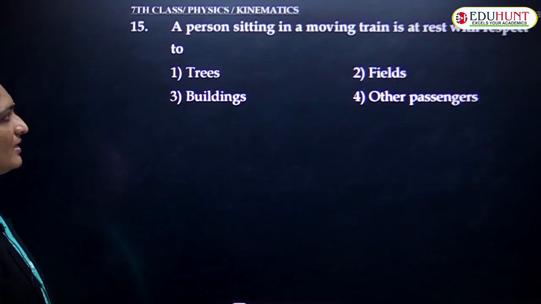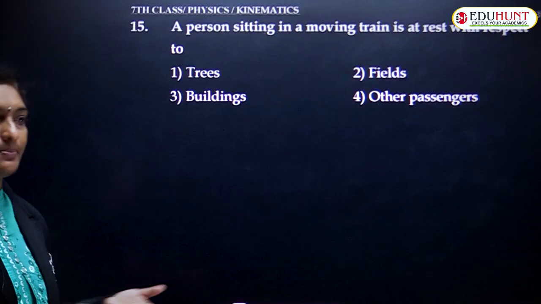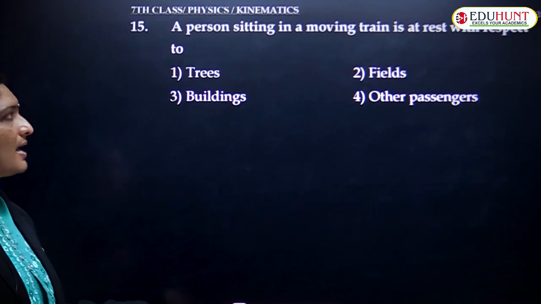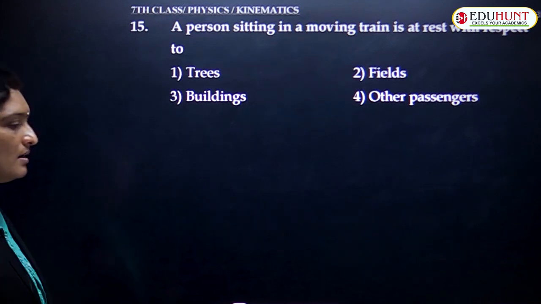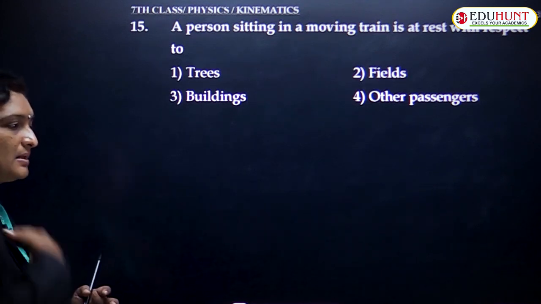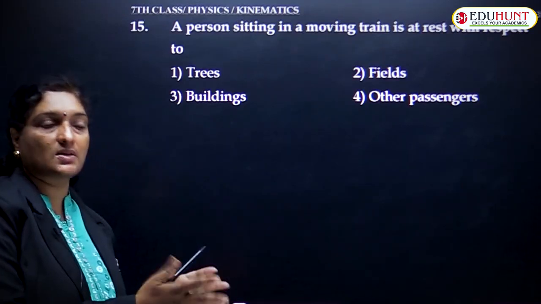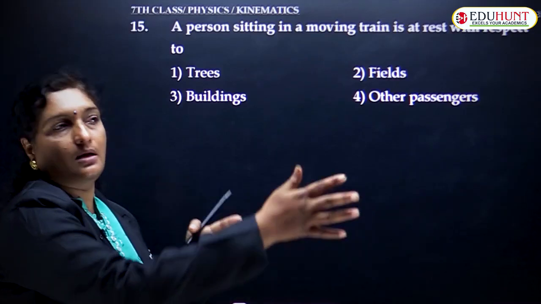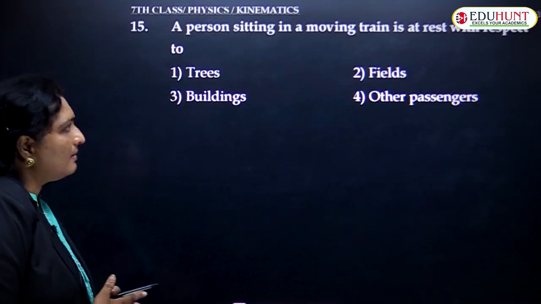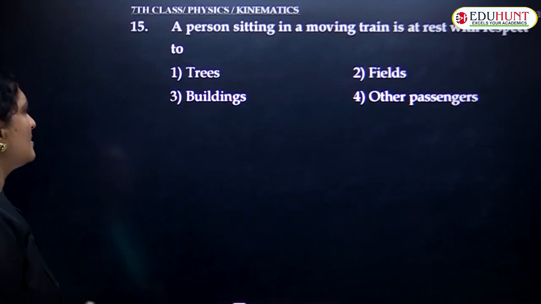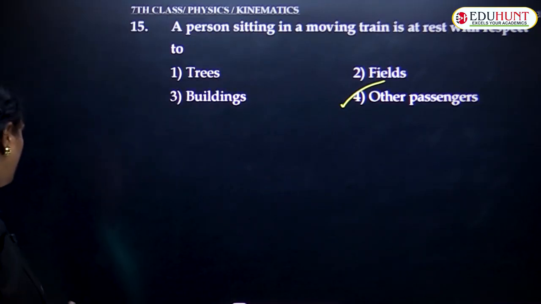A person sitting in a moving train is at rest with respect to the co-passengers, with the other passengers. I have given you the example of a bus. There they were asking you the example of a train. It makes not much difference, okay? So when a passenger observes his position with respect to a co-passenger, both are sitting in the train and both are traveling together with the train. So their position does not change with respect to each other. Hence, they are considered to be at rest with respect to co-passengers or other passengers. Hence, your option number 4.